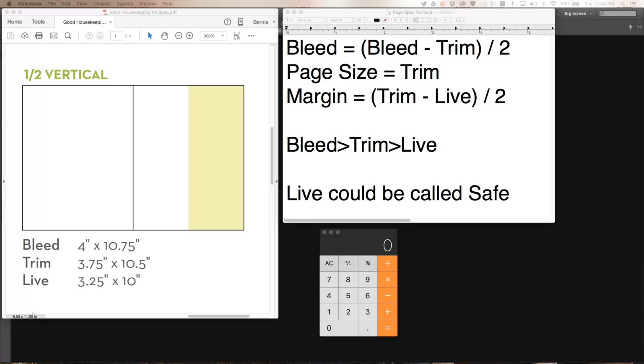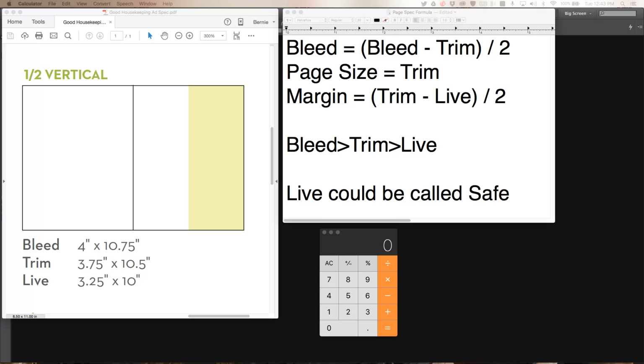As you look, my Good Housekeeping ad spec sheet says that bleed for a half-page vertical ad is 4 inches by 10.75 inches. Trim is 3.75 inches by 10.5 inches. And live is 3.25 inches by 10 inches. Now, if we look at the formula, our bleed equals the bleed minus trim divided by 2.